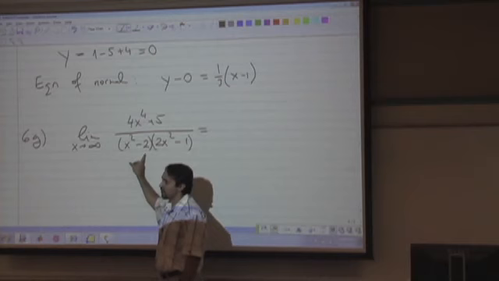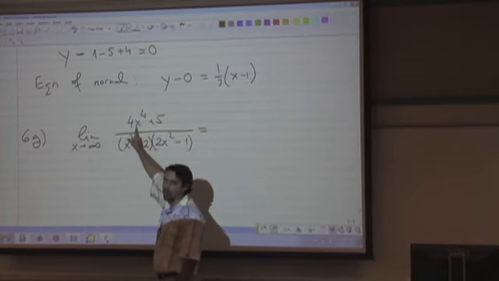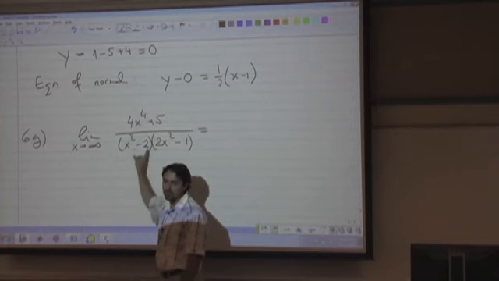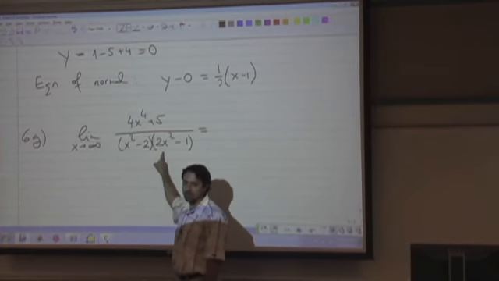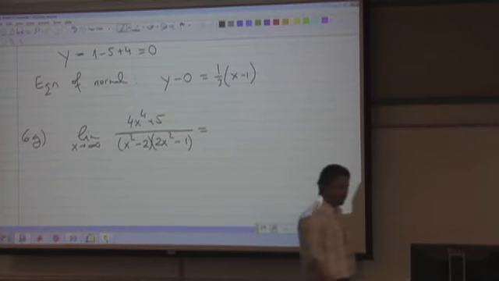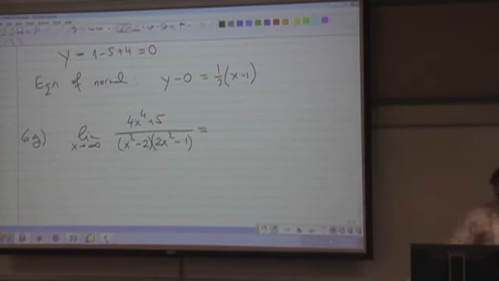Because it's a rational function, I want to look at the largest power. The numerator has x to the 4th as the largest power. The denominator has x to the 4th as the largest power. And so the limit is just going to be the ratio of the coefficients, which means it's going to be 4 divided by 2, which equals 2. Does that make sense? Yes.